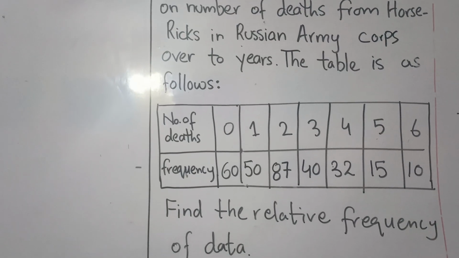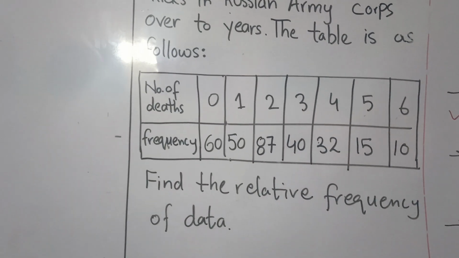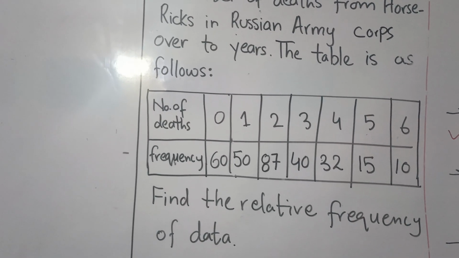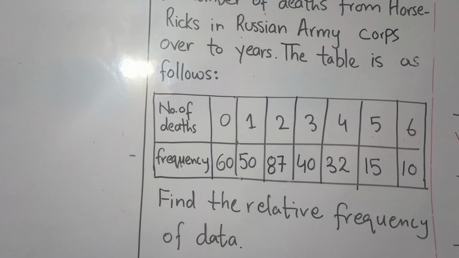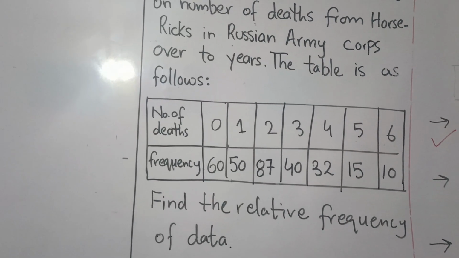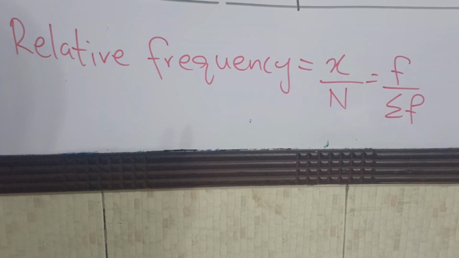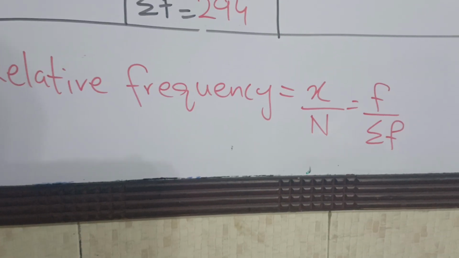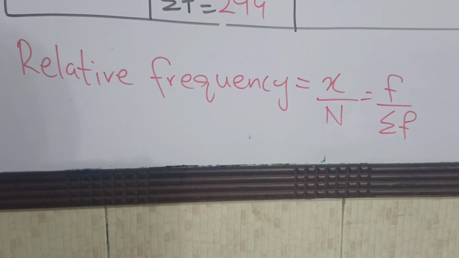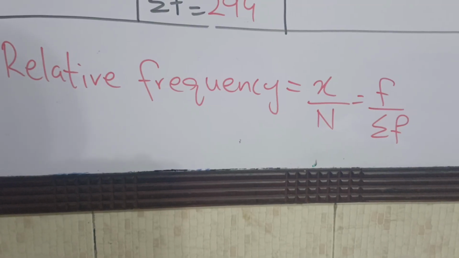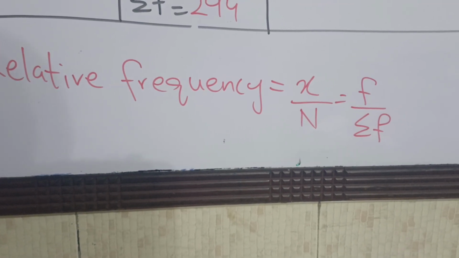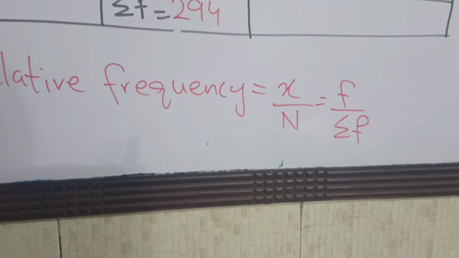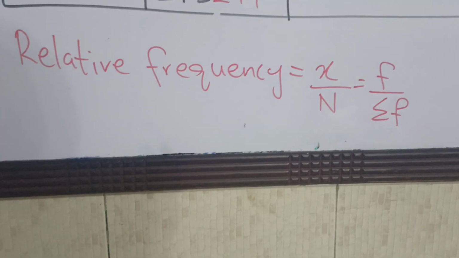So what is the formula of the relative frequency? I tell you, the relative frequency tells us how often a specific event occurs over the total frequency. So x is the specific frequency, and n is the total frequency. We have to add all the frequencies, that is n, and n is equal to summation f. So we can write x over n is equal to f over summation f. That is the relative frequency.